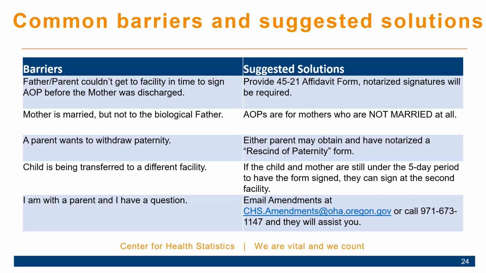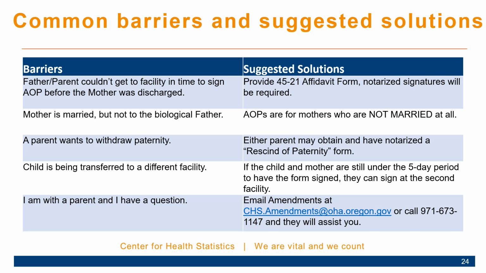Let's talk about some common challenges or situations that may occur when it comes to completing the Acknowledgement of Paternity form. So first of all, what happens if the father or parent couldn't get to the facility in time to sign the AOP before the mother was discharged? In that case, you would provide the 45-21 affidavit form, and notarized signatures on that form will be required.